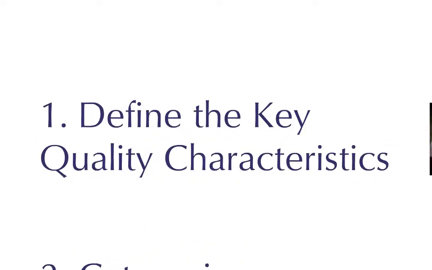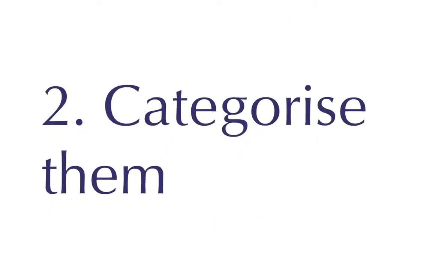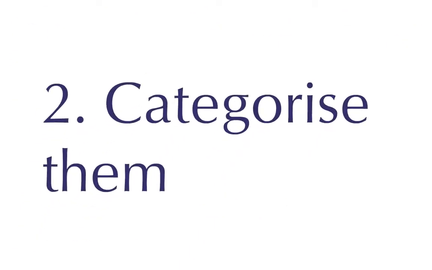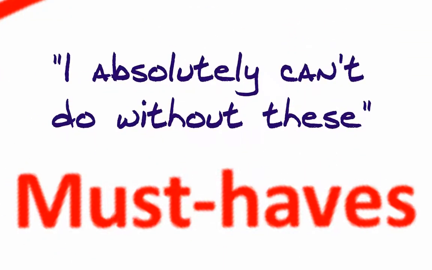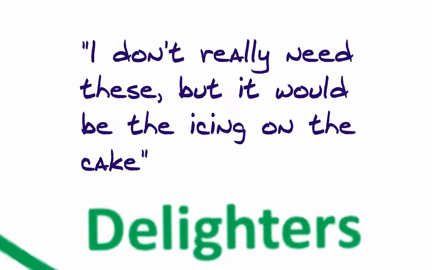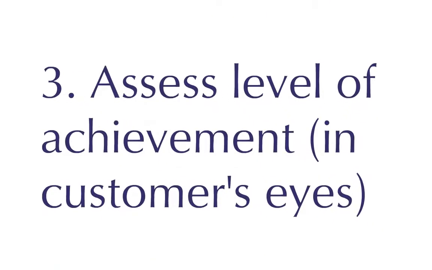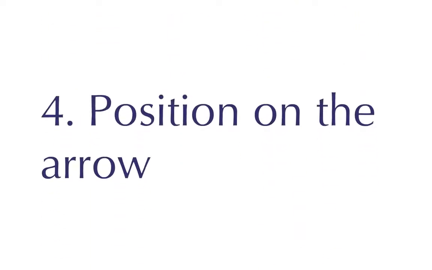The first thing to do in a Kano analysis is to define the key quality characteristics. The characteristics important in this lesson are for Harold. The next thing you would do is categorize them. There are 3 characteristics. The first is must-haves. I absolutely cannot do without these. The next, satisfiers. The more of this I have, the better. Finally, delighters. I don't really need these, but it would be the icing on the cake. Then, you assess the level of achievement in the customer's eyes along each of these 3 attributes. You then position that on the arrow.